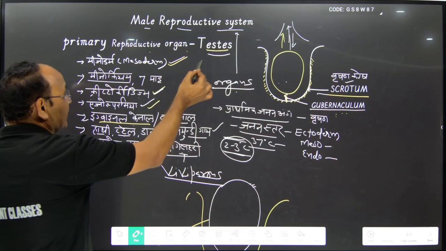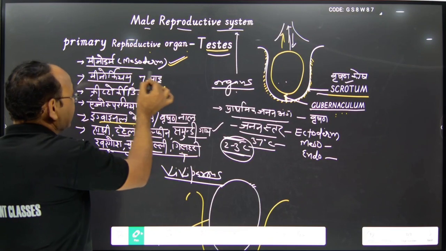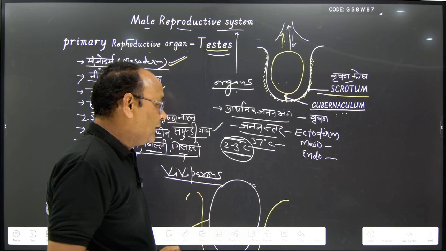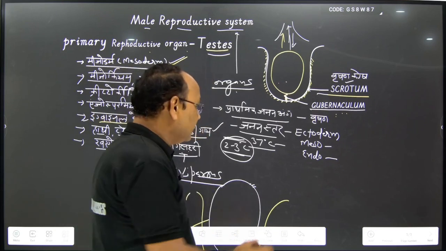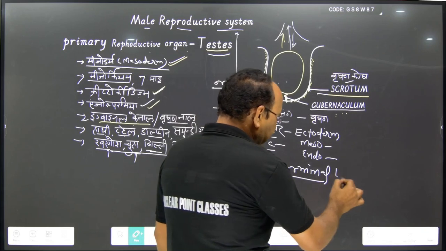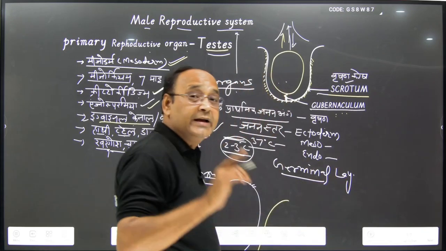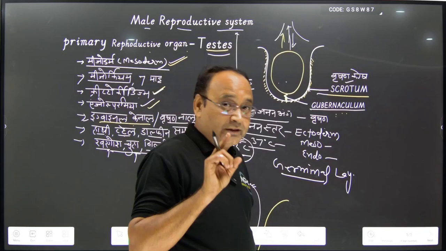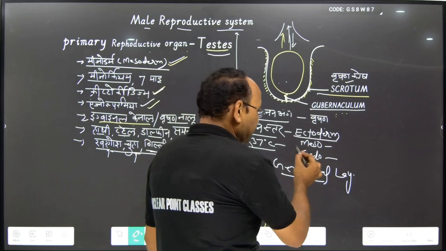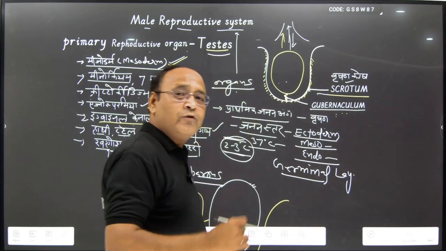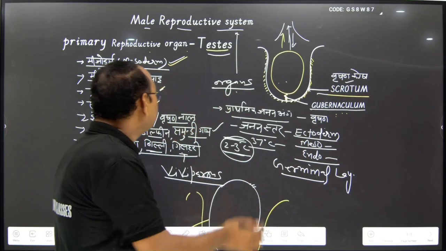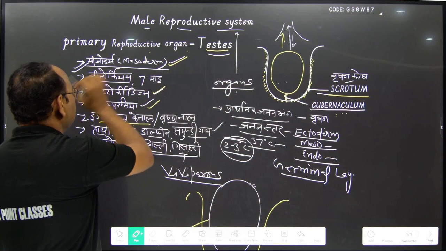So first, testes are developed by the mesoderm. Here is a question: what is mesoderm? During embryonic development, three germinal layers are formed in the gastrula. I repeat, in the gastrula, three germinal layers are present, which are ectoderm, mesoderm, and endoderm. Each organ of a human being develops from either ectoderm, mesoderm, or endoderm. So testes always develop from the mesoderm germinal layer.